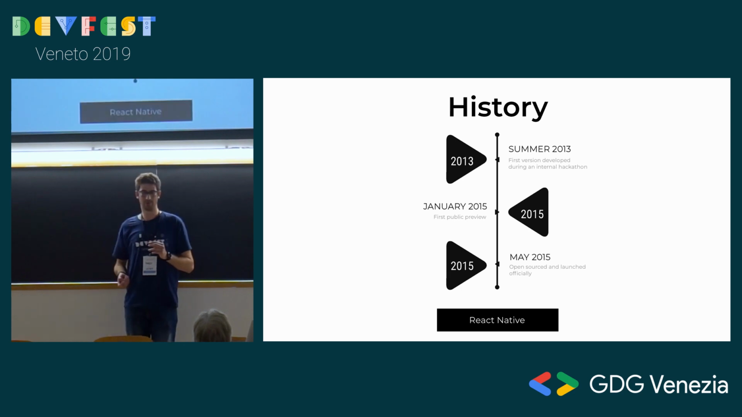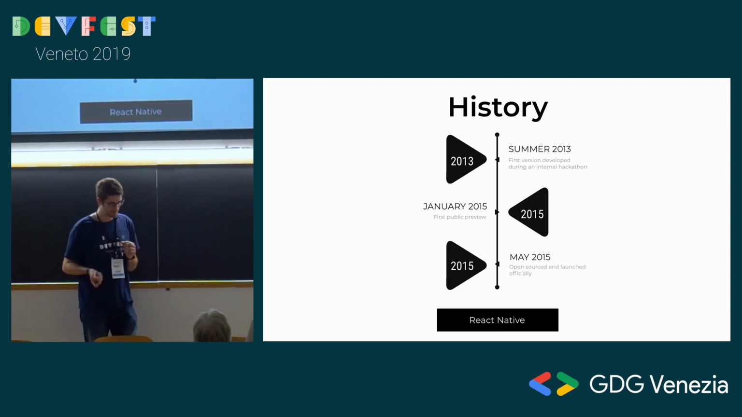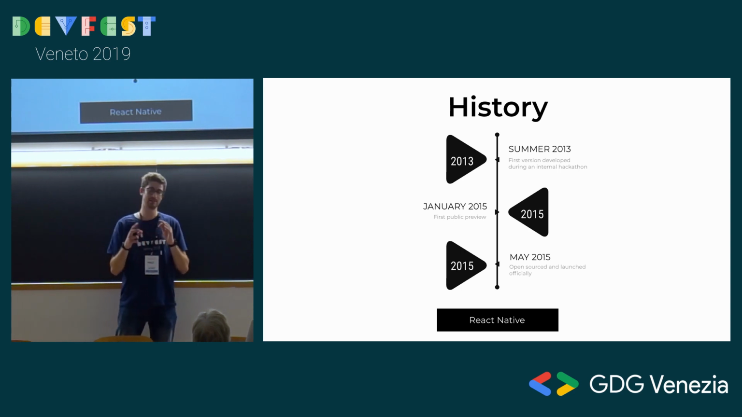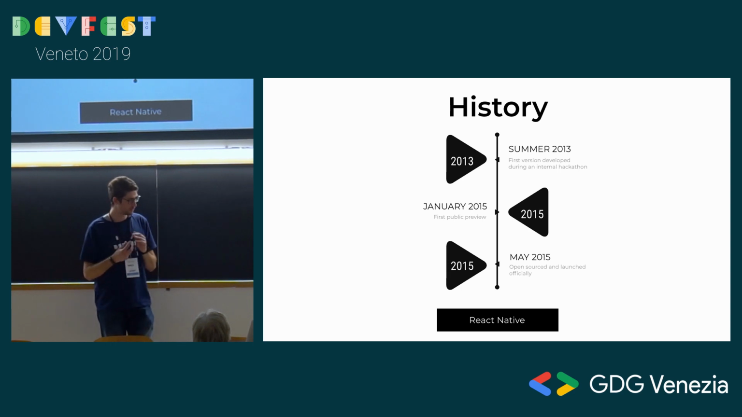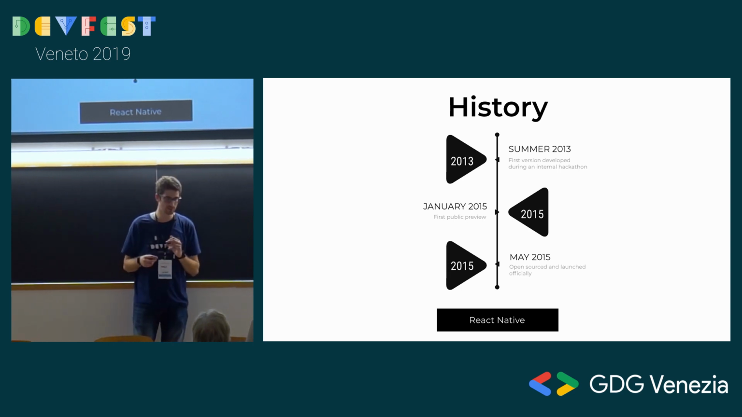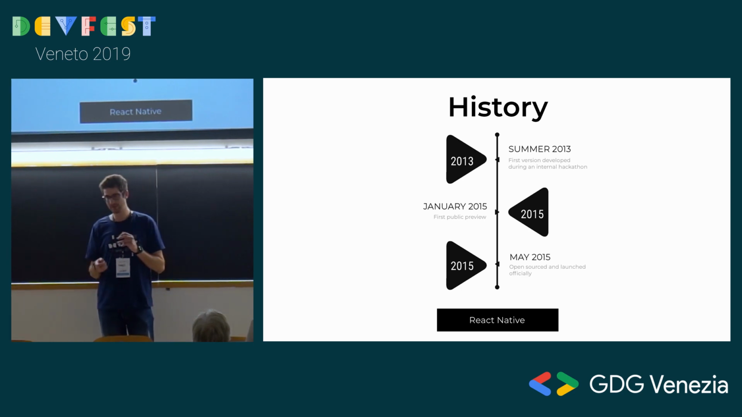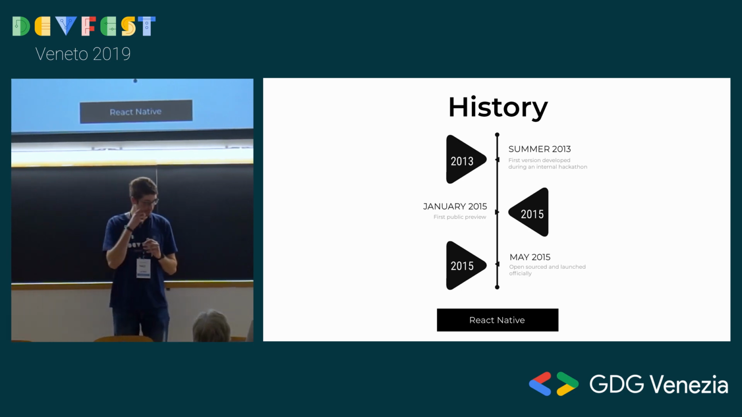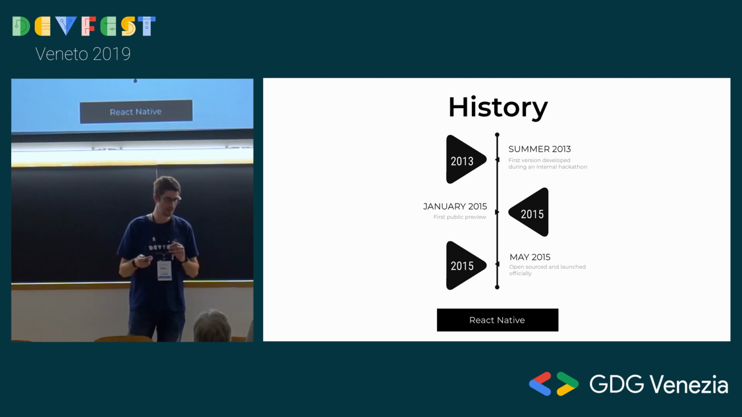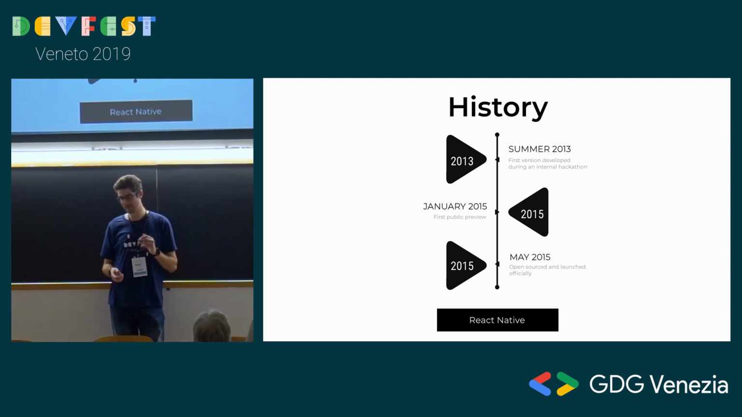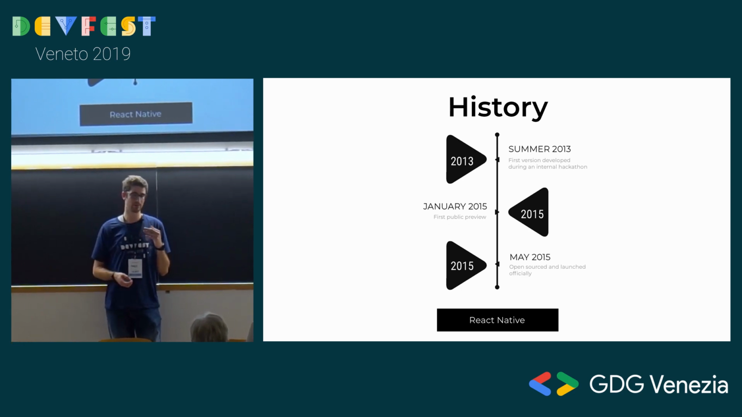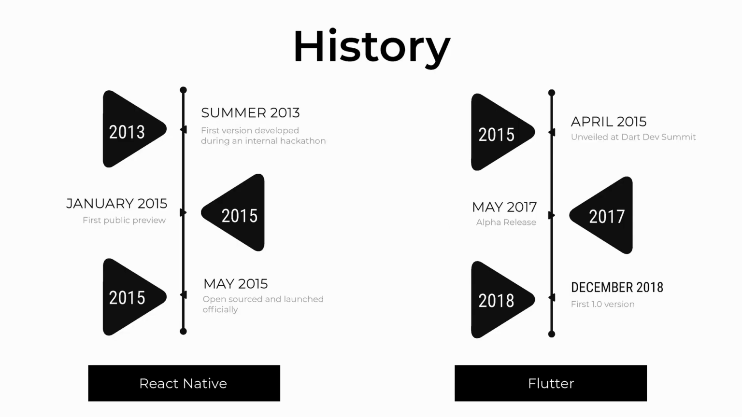Okay, let's start with some history that is already useful. The first idea of React Native was born in 2013 during an internal hackathon at Facebook. Two years later, a first preview was released, and a few months later, the first stable version was released and open sourced.